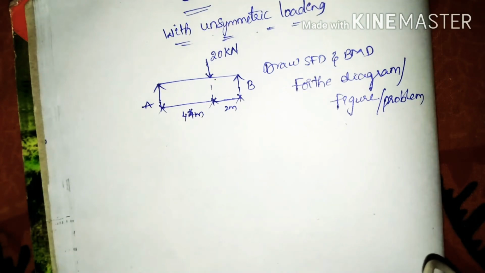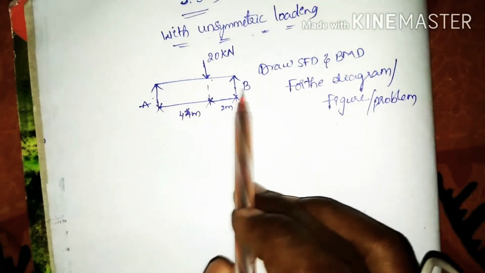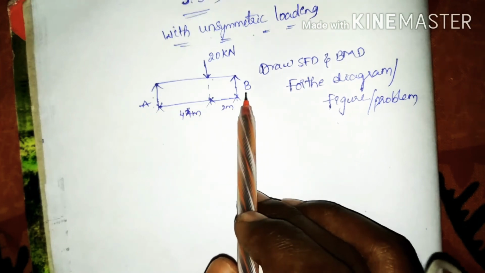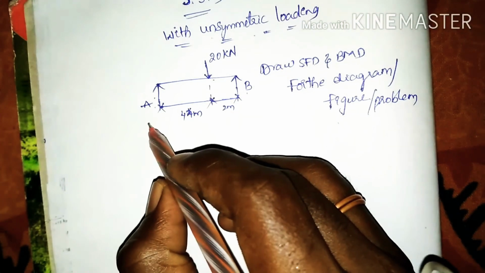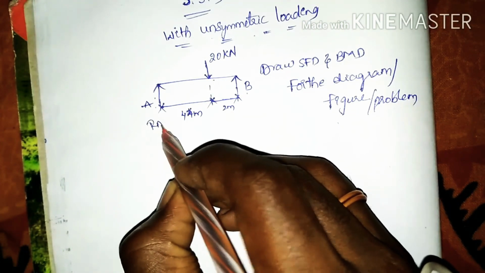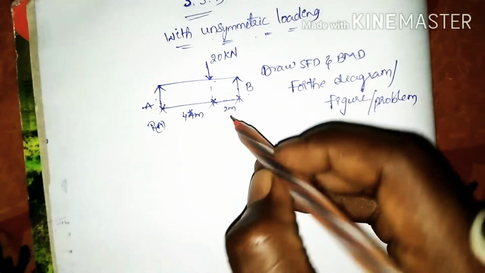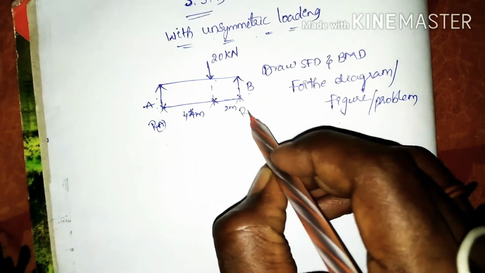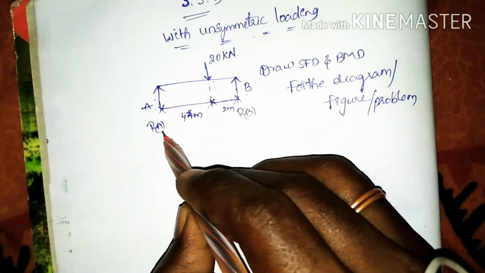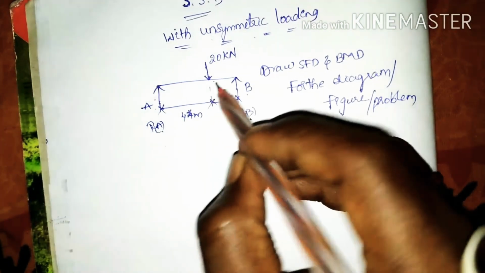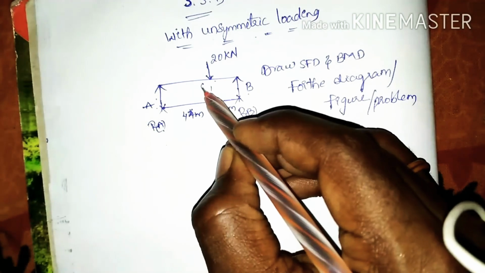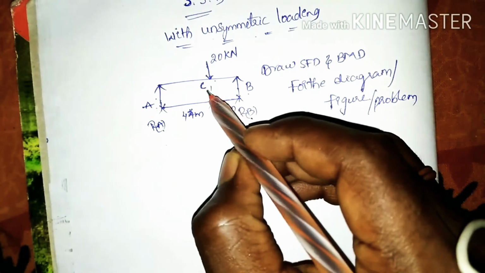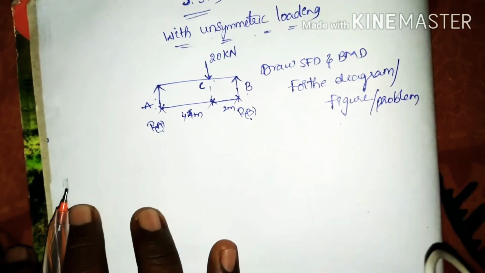in the following. Here we have A support and B support. With respect to these supports, we also have the reactions. Let us represent them as RA and RB, reaction at A and reaction at B. Here let us consider the point C, where the load is acting on the beam.